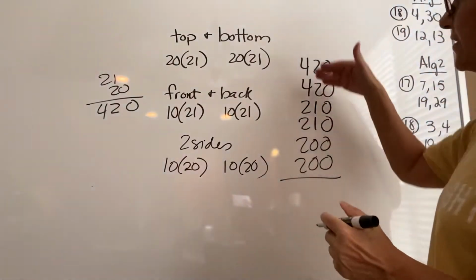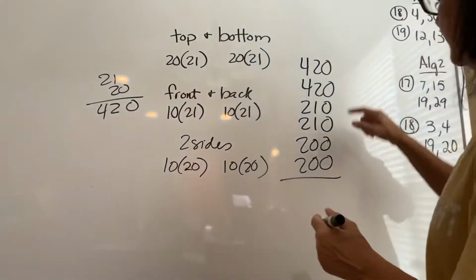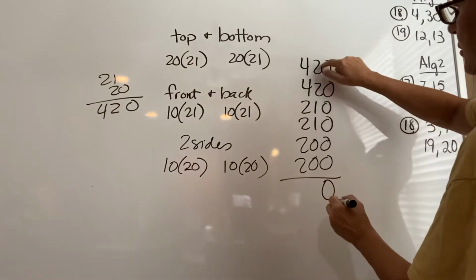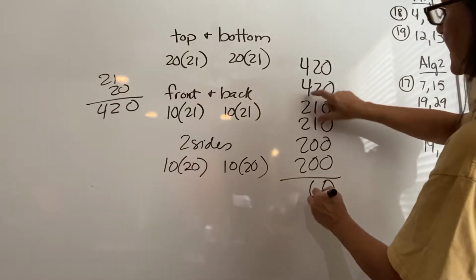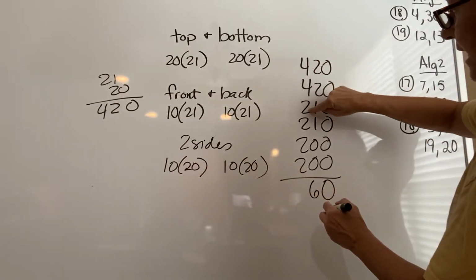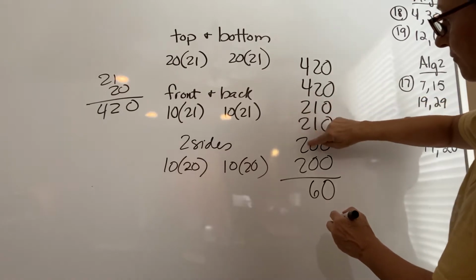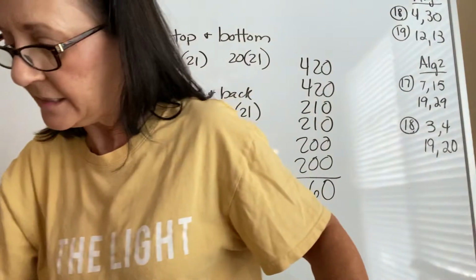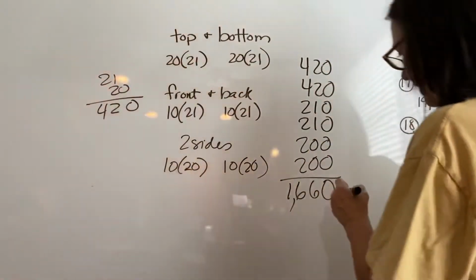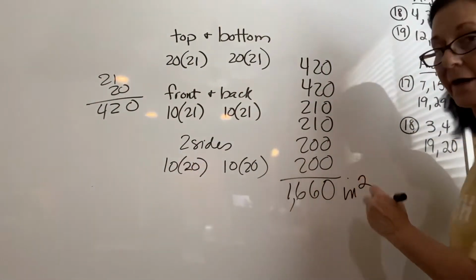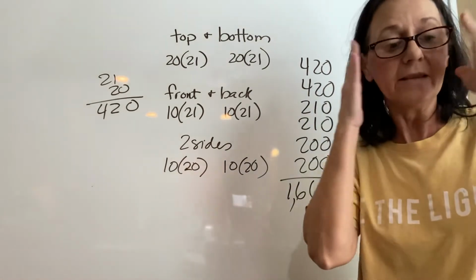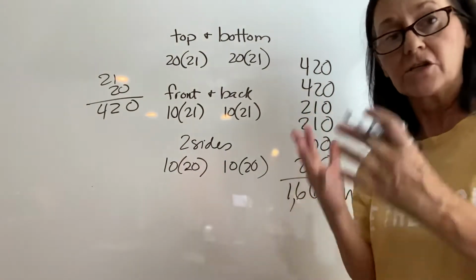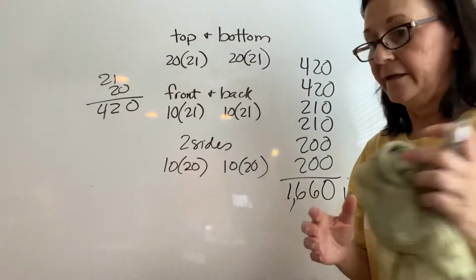We add all 6 sides. And we get 2, 4, 5, 6. That's 8, 10, 12, 14, 16. 1,660 inches squared. So surface area is just finding the area of every surface in the solid.